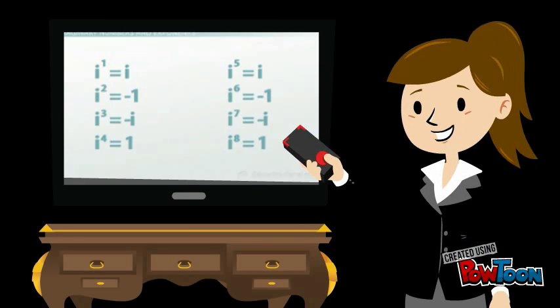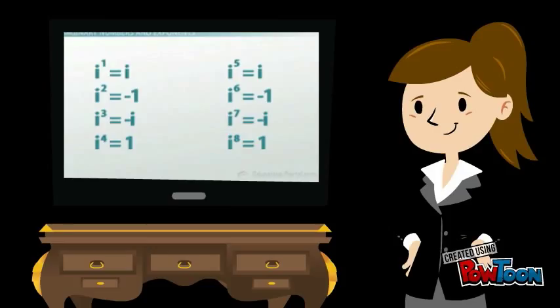Now, here's a chart of i raised to the 1st through 8th powers. Notice how the result cycles after every 4 powers. This is a pattern you should keep in mind, for it is very helpful, especially when dealing with larger powers.